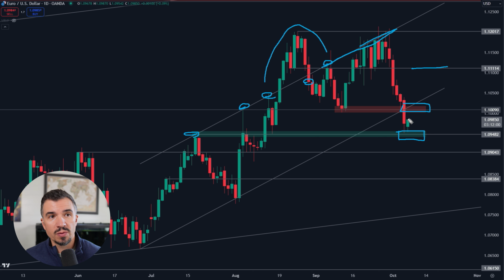If, however, we do get a rejection from here and the market does close below levels like 109.50, then that would open up levels like 109 and potentially some of these lows down here around 108.